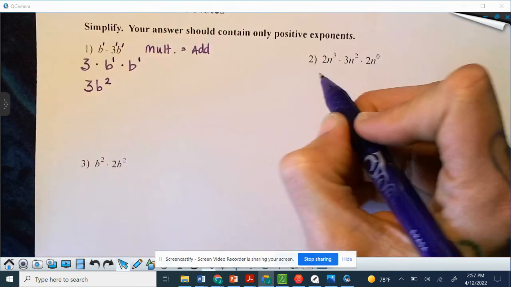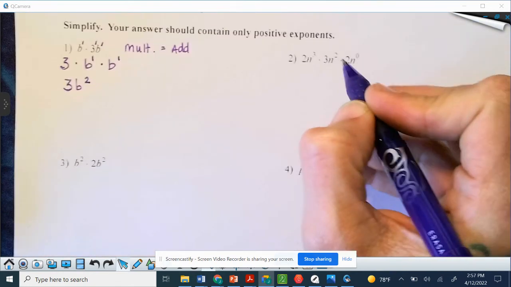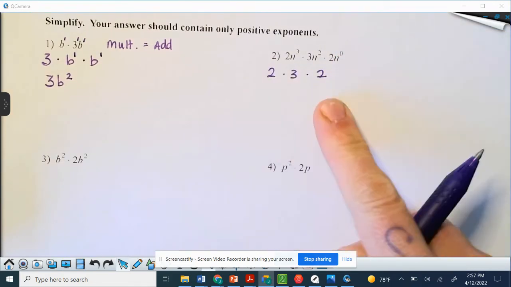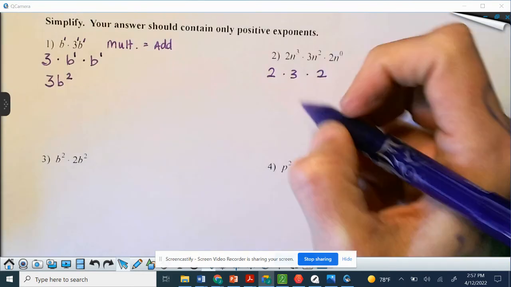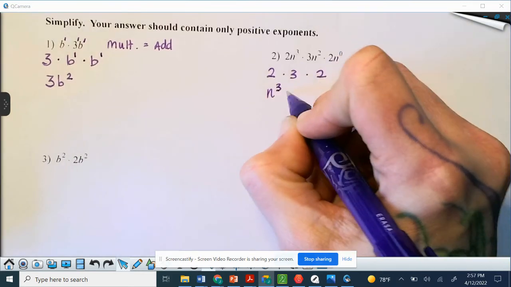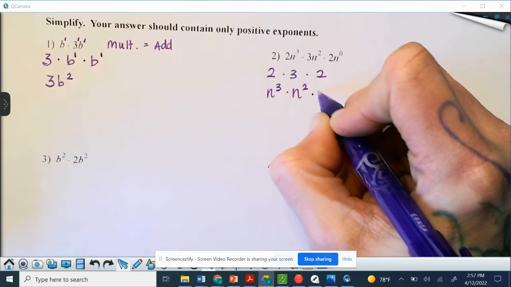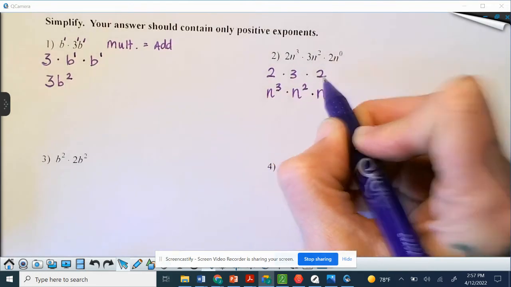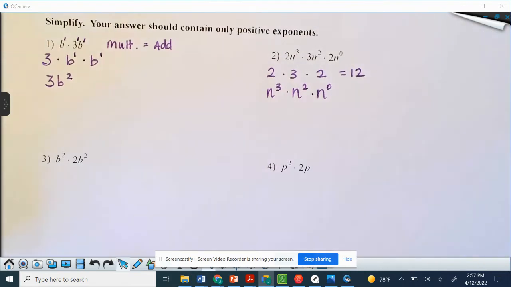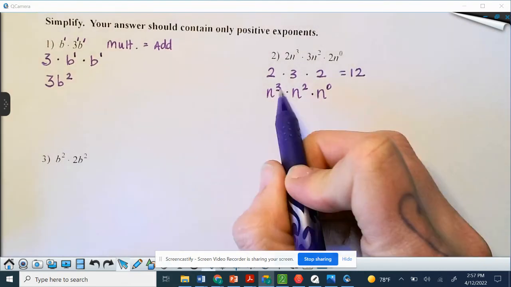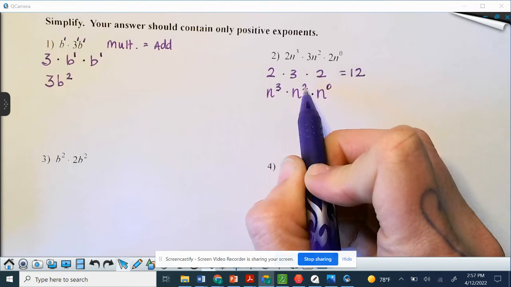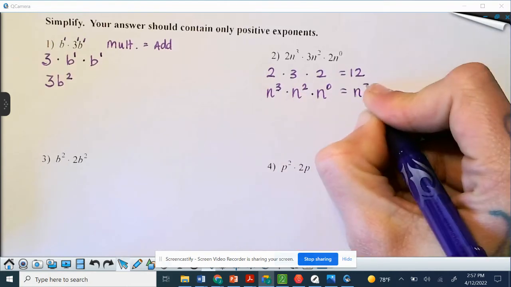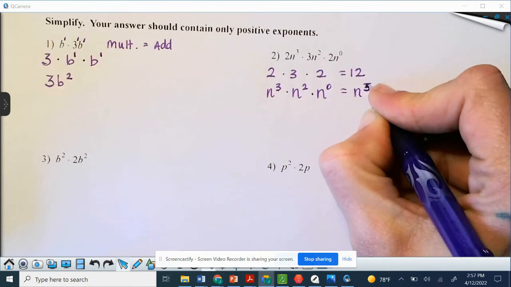Then looking at number 2, again, I would pull out 2 times 3 times 2, because those are all numbers, like bases per se. Then I have n to the 3rd power times n to the 2nd power times n to the 0 power. So 2 times 3 is 6, times 2 is 12. So we're taking care of one thing at a time. And then these are multiplications, so we're going to add all the way through. So 3 plus 2 is 5, plus 0 is still 5. So it's going to be n to the 5th power.